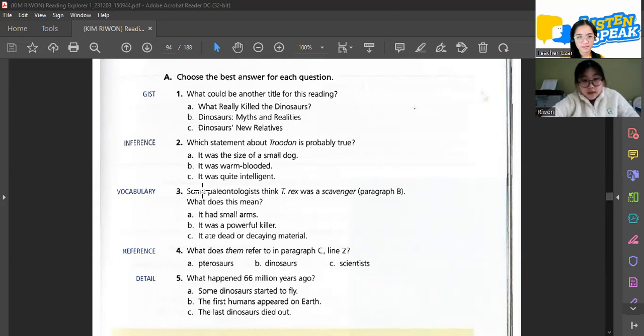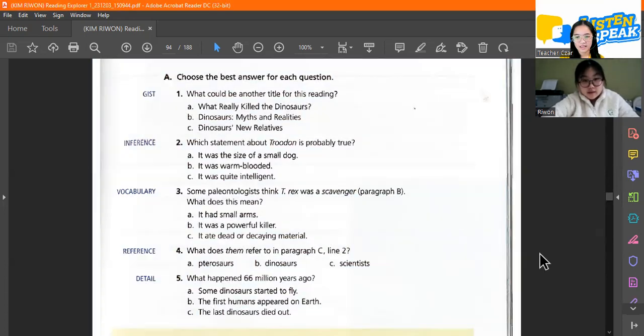Some paleontologists think T-Rex was a scavenger. What does this mean? It ate dead or decaying material. Okay, very good. So it ate dead animals because they were not hunters. So how about number four?